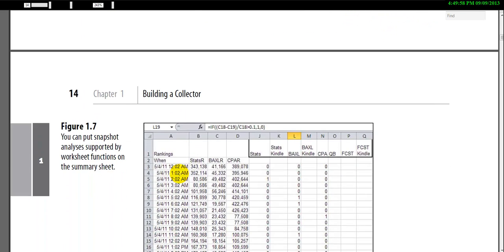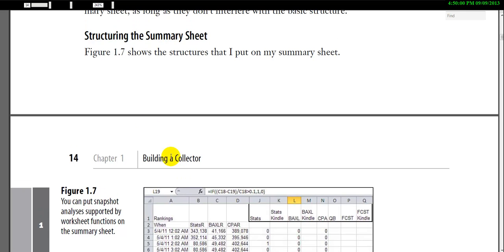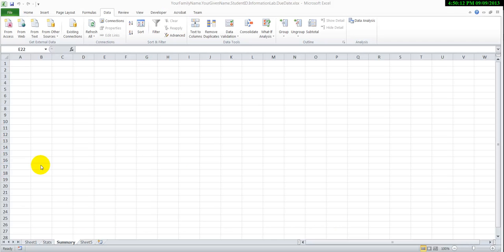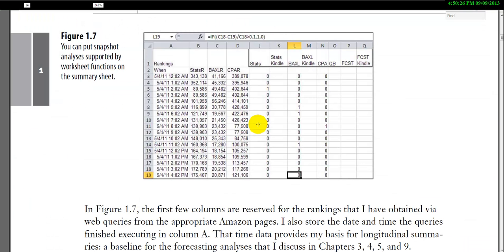So here's the data he says he puts on his sheet. So I added another sheet called summary to mine here. He doesn't explain exactly everything, but he says the first few columns are reserved for the rankings that he's obtained by the web queries. In other words, we got rankings, and we got the time, and then this is the actual number, and these are some other numbers.